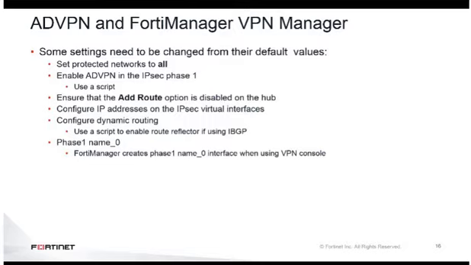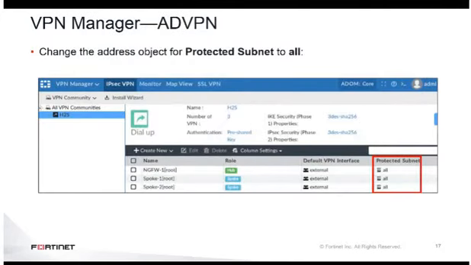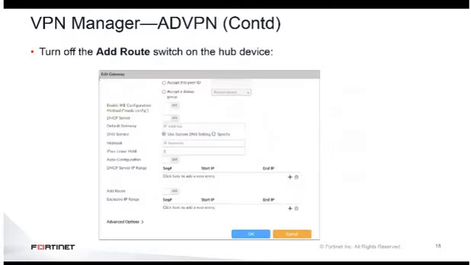It is important to know that when creating Phase 1 using a FortiManager VPN console, the Phase 1 name is created with an underscore and a 0. Phase 1 name _0. For example, a Phase 1 named VPN will be created as VPN_0. The configuration of the protected subnet is under all VPN communities. For ADVPN, turn off the Add Route switch under the VPN gateway configuration of the hub.